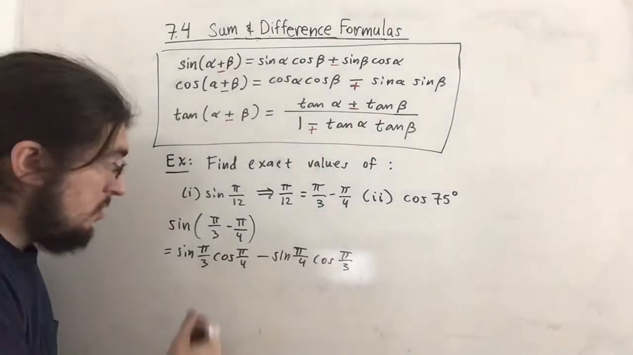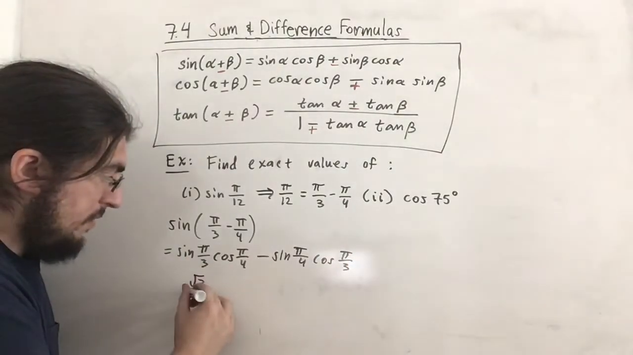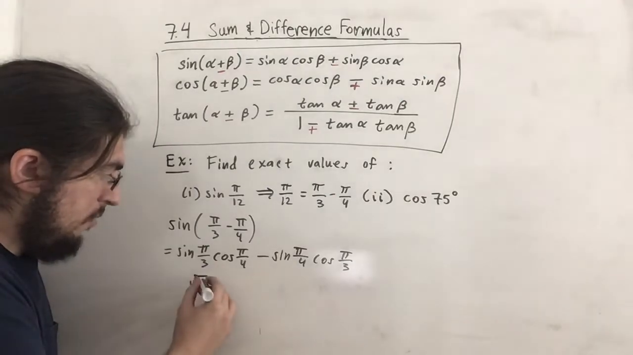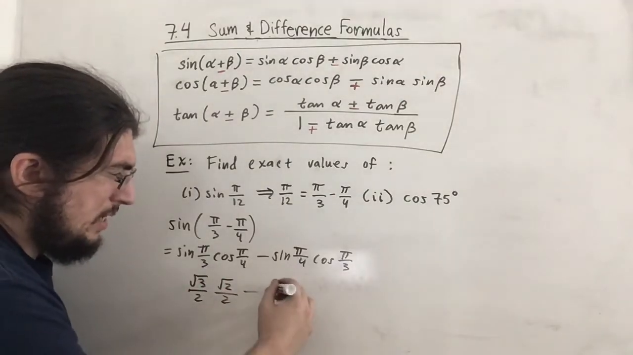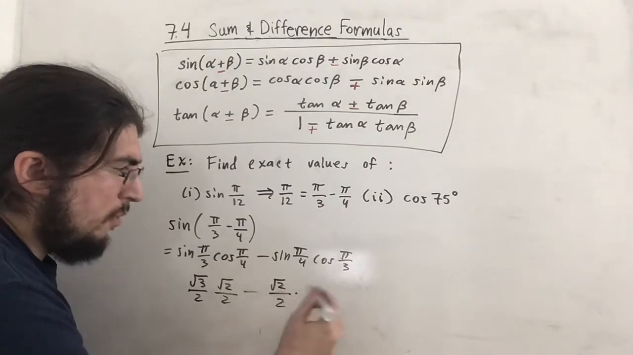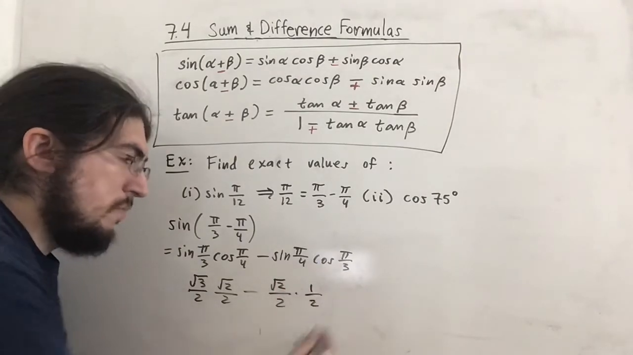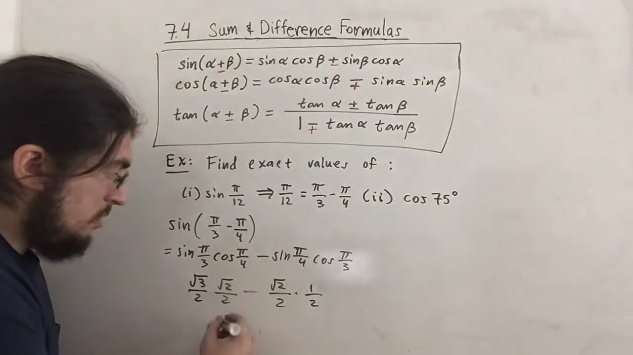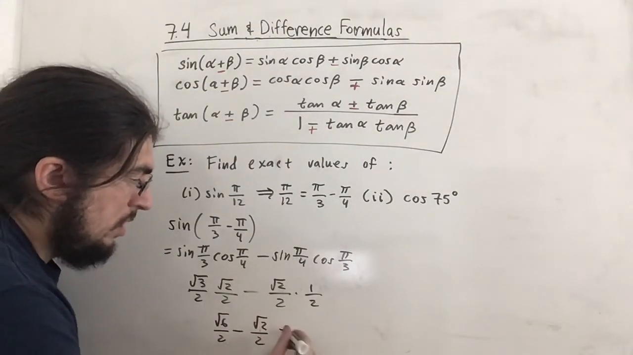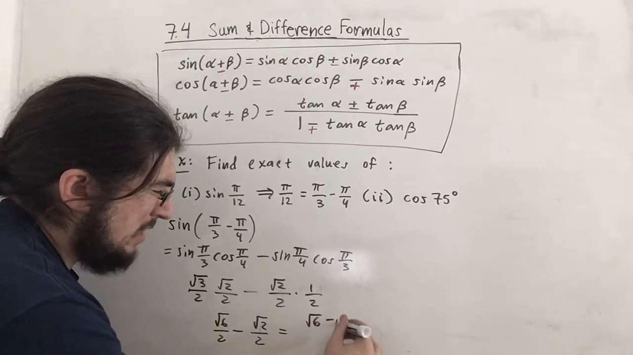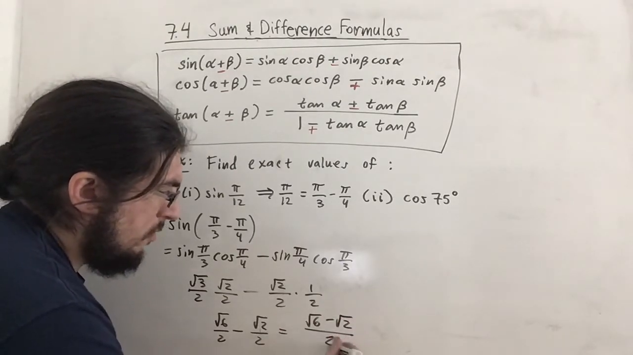And we know what these values are. Sine of pi over 3 is radical 3 over 2. Cosine of pi over 4 is radical 2 over 2. Minus, this is radical 2 over 2 for sine of pi over 4, and cosine of pi over 3 is 1 over 2. Perfect. So now this is radical 6 over 2 minus radical 2 over 2. So altogether that's radical 6 minus radical 2 all over 2.